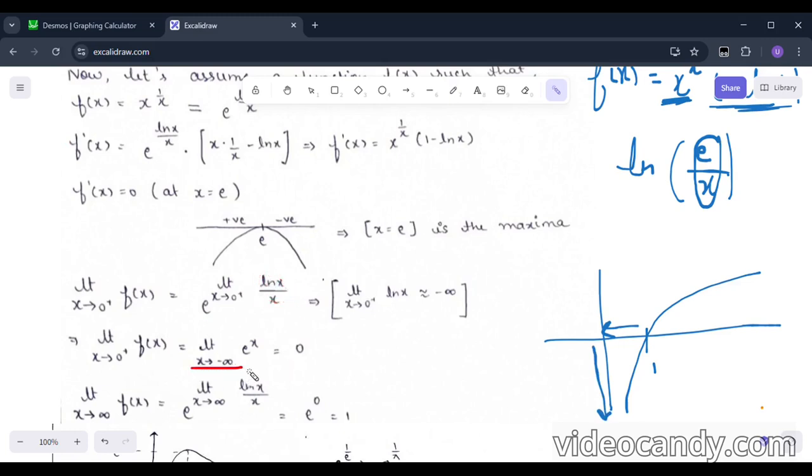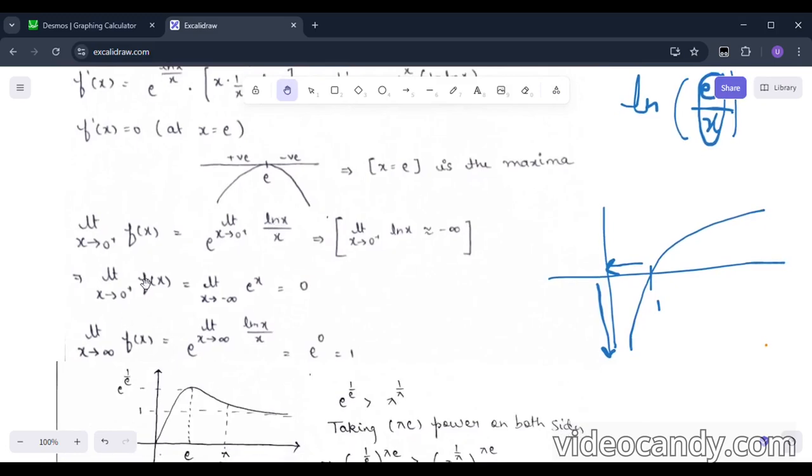Now in this step I've just replaced the variable. Basically I'm approaching x towards negative infinity, and e raised to power x will result in a 0. So for x tending towards 0 plus, f(x) will be approaching 0.